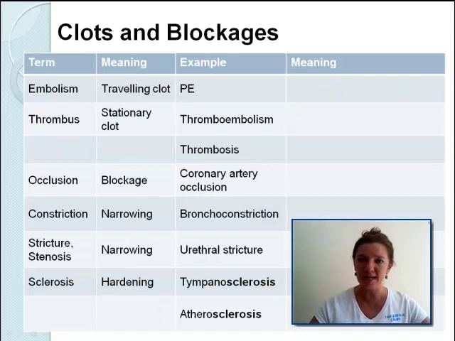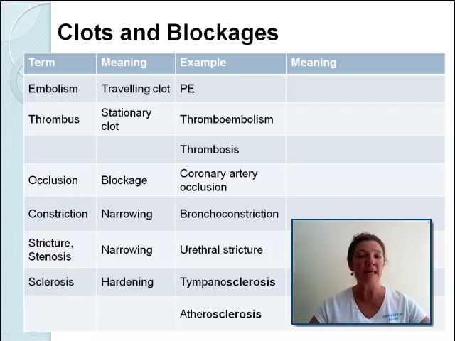Our next revision slide, clots and blockages. An embolism is a travelling clot. PE is the abbreviation for a pulmonary embolism. So this would be a travelling clot that has landed in the lungs. A thrombus is a stationary clot. So you've probably heard the term DVT, deep vein thrombosis. That would be a blood clot deep in a vein, but it's stationary.